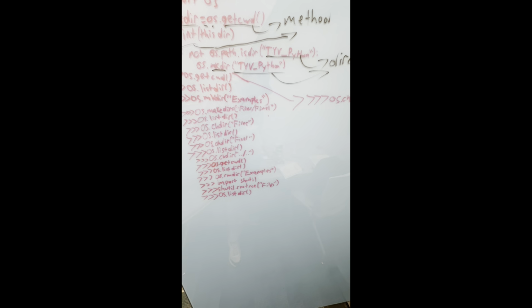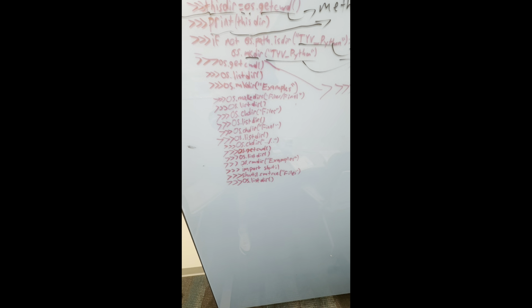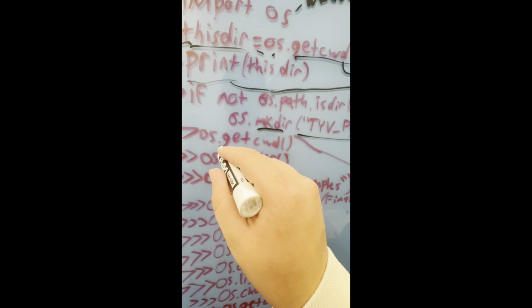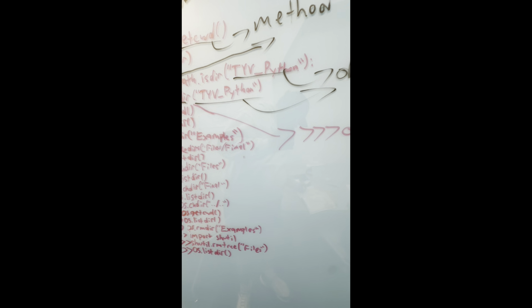Then this next one. Okay, so this one uses the getcwd method to return the current working directory. Then Python will automatically show this. This is why I didn't write it down.